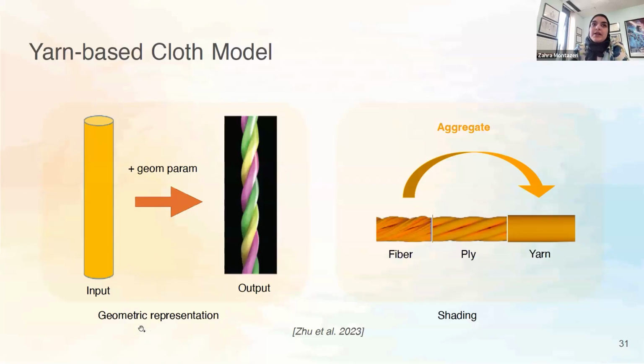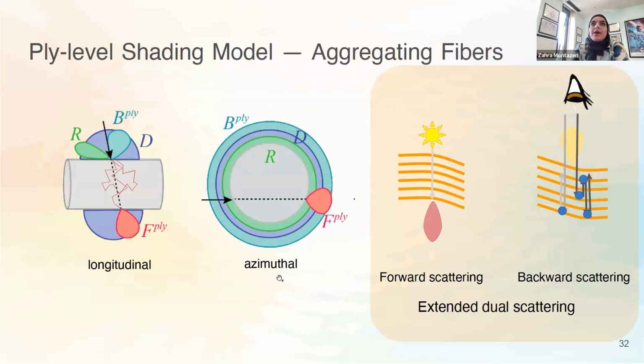On the geometric representation, we keep it the same. We have the plies, aggregated fibers. But on the shading model, we do everything aggregated. Basically, we analytically integrate the fiber representation into a yarn representation. By that, I mean, this is the longitudinal and azimuthal view of a yarn. This is a cylinder, this is a yarn, and there are hundreds of fibers inside it. How can we do an averaged representation? In this way, we use dual scattering.